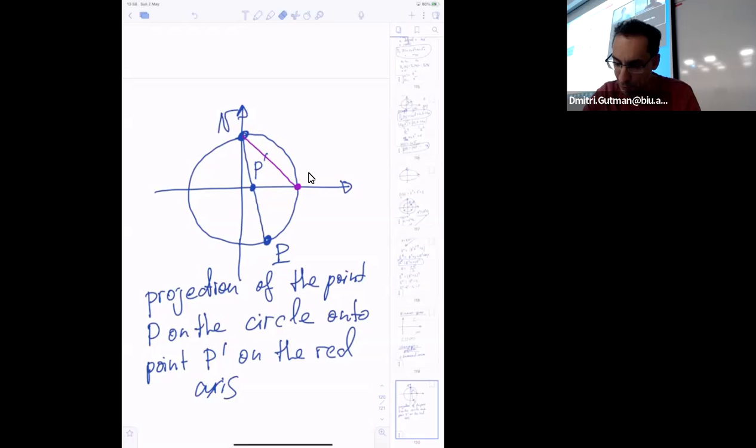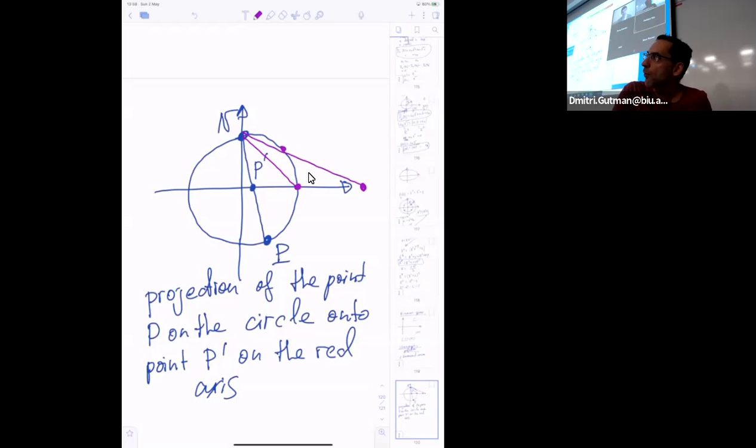Now let me choose another point. Let me choose a point here, and I'm drawing its projection. So this point will be projected somewhere on a very large positive number on the real axis.